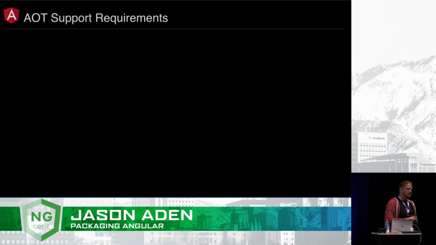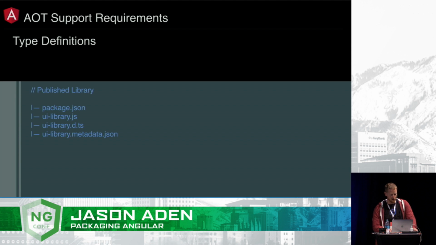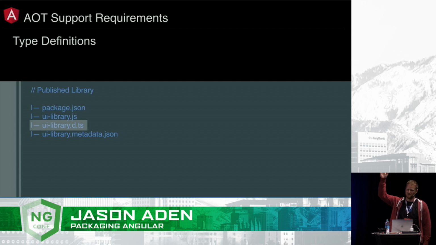One of the things that we found surveying some of the libraries out there is that they don't all publish the necessary assets in order to support AOT compilation. So one of the necessary assets is type definitions. So taking a look at a library that might be published, these look like this. Who knows DTS files? Okay, most of us. So the DTS files are basically the type definitions that align with your JavaScript.